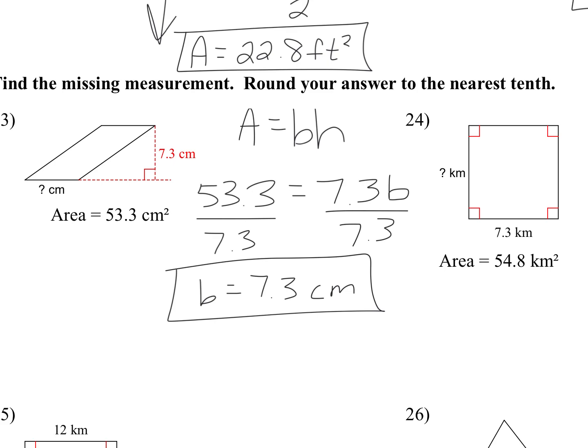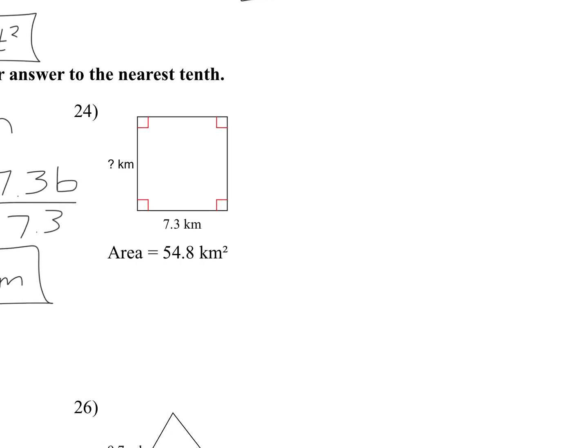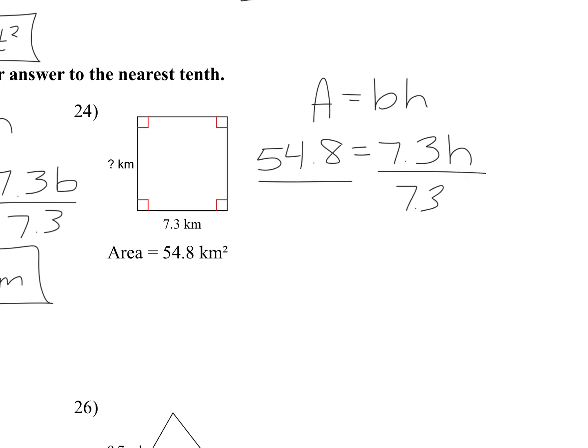Okay? 24, what shape is it? It's a square. What's the formula for area of a square? Base times height. Good. Plug in what you know. Do we know what A is? Yeah. What is it? 54.8. What's the base? 7.3. What's the height? Don't know. What's my one step? Divide by 7.3. H equals 7.5 kilometers. Yep.